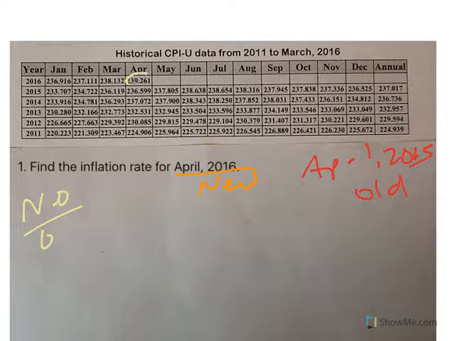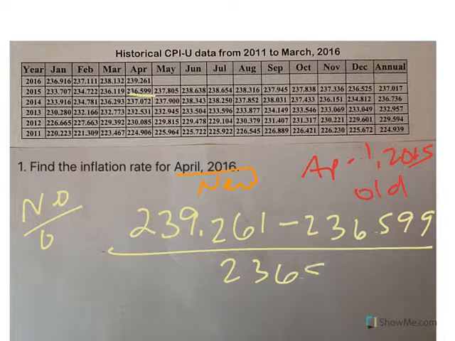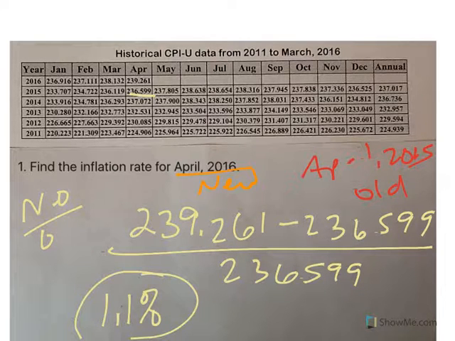So April of 2016 is here. 239,261 minus the old, which is underneath that, 236,599, and we're going to divide by 236,599. When you subtract and then divide by 236,599, we end up with a 1.1% inflation rate. And it's positive. So, I mean, you can see that it went up from 15 to 16, and that's why it's a positive growth. It's a positive inflation rate.